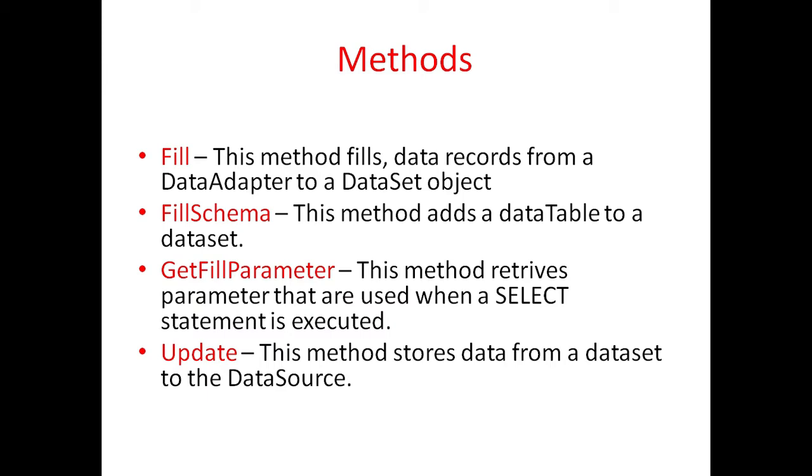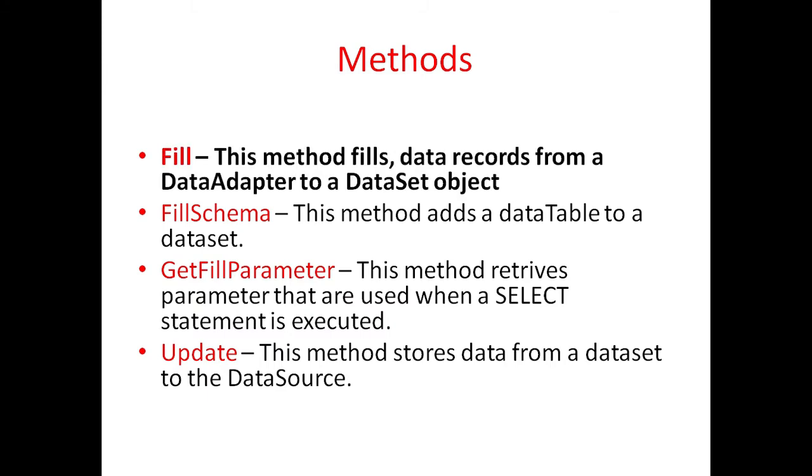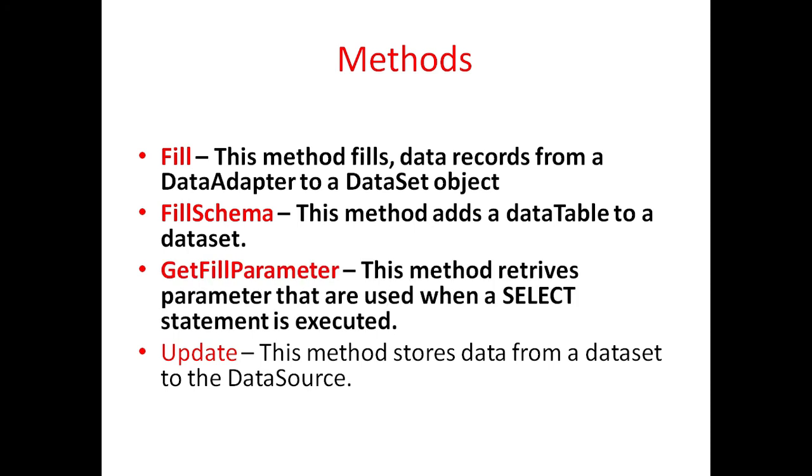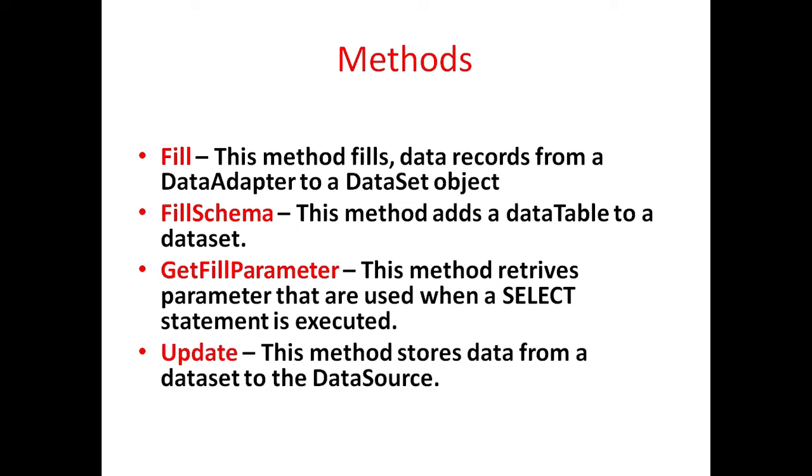Different methods of data adapters are: first is Fill. This method fills data records from a data adapter into a dataset object. The FillSchema method adds a data table to a dataset. The GetFillParameters method retrieves parameters that are used when a select statement is executed. And the Update method is used to store data from a dataset to the data source.